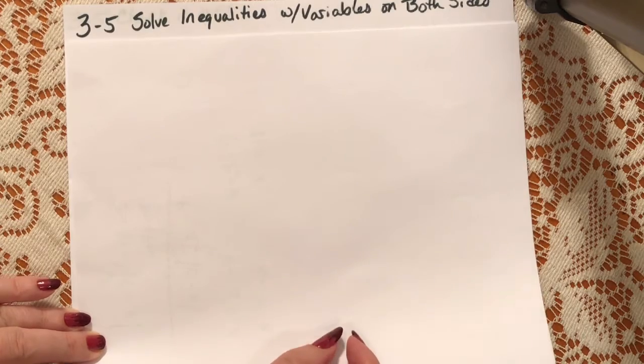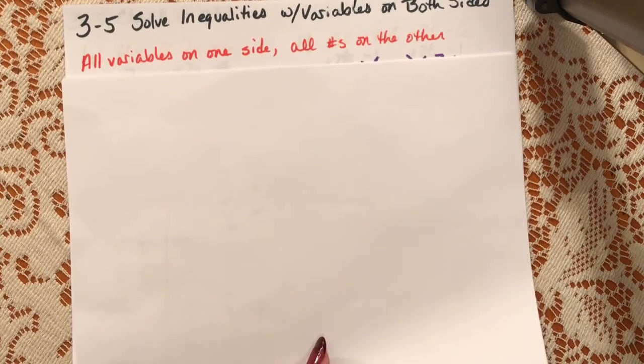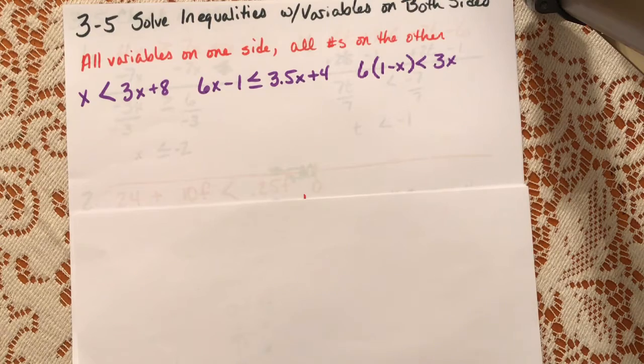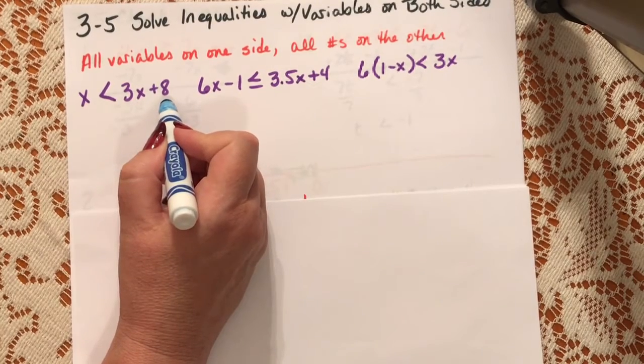Today we are solving inequalities with variables on both sides. Remember, our goal is that all the variables go on one side and all the numbers go on the other side. And we've done this before with equations. Our job now is to make sure we can do it with inequalities.